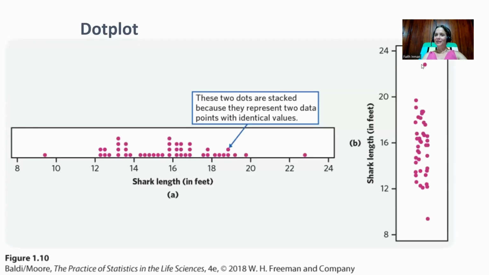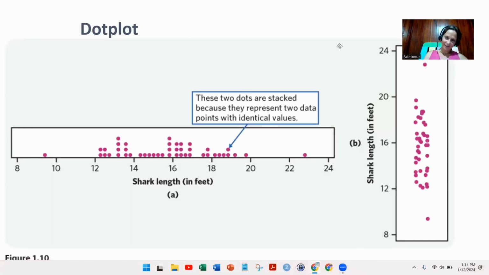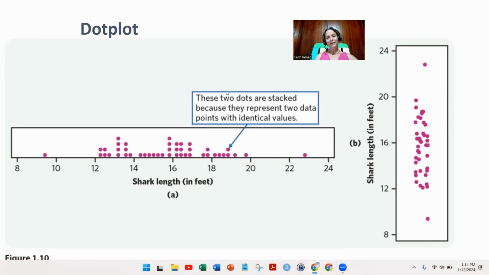Dot plots. Dot plots are very useful. We don't actually use dot plots a lot, but they can be very, very useful for representing the data because each point represents a particular data point. Each dot is a data point. So here we have shark length in feet ranging from, just probably like 9.5 feet to about 23 feet.